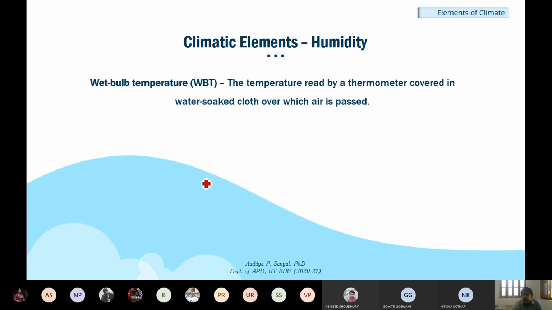So there is something known as the wet bulb temperature. It is the temperature read by a thermometer in which the bulb is covered in a water-soaked cloth over which air is passed. Understood? Yes, sir. So what happens? Pumpi, please don't answer. Let's see if others have understood. Anyone else would like to give an attempt? What does it mean? And what do I get?